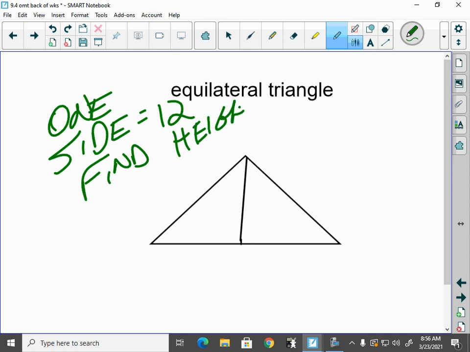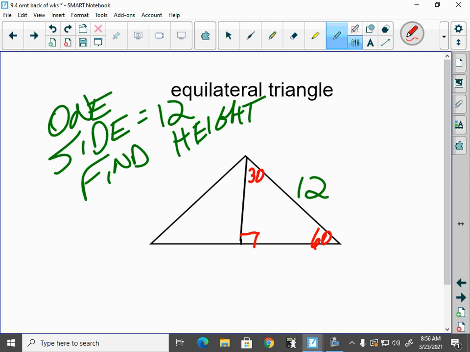Height. It's a weird word to spell. Okay, one side is 12. So this is 12. I tell you, on every equilateral triangle, if you draw the height, I wish it was more in the middle, but that's okay. If you draw the height, I tell you that this is a 30 up there, this is a 60 down there, and that there's a 90.